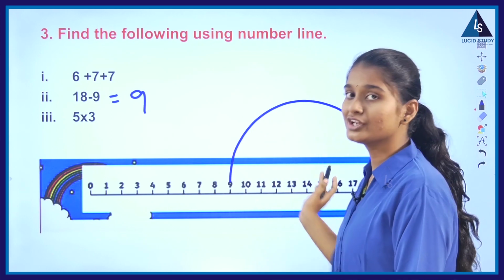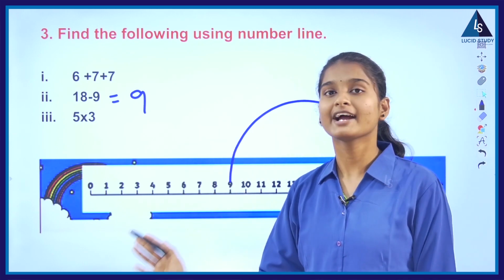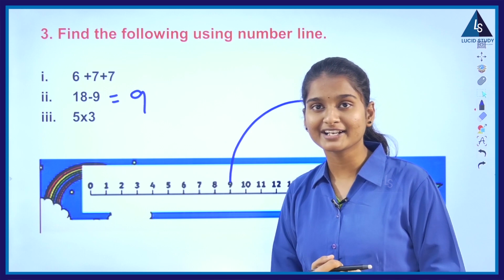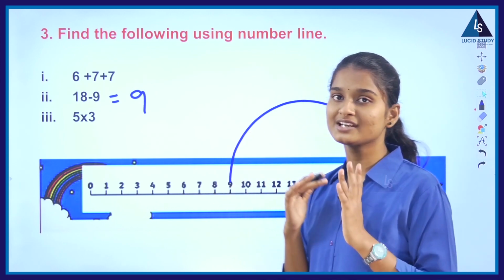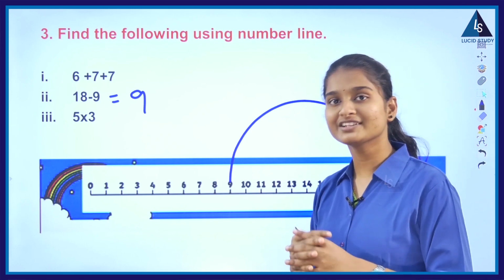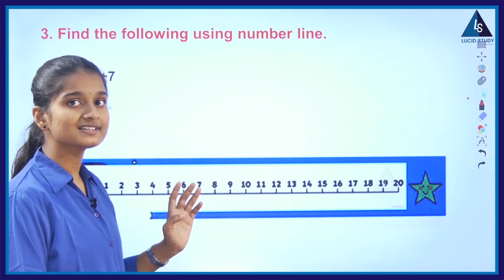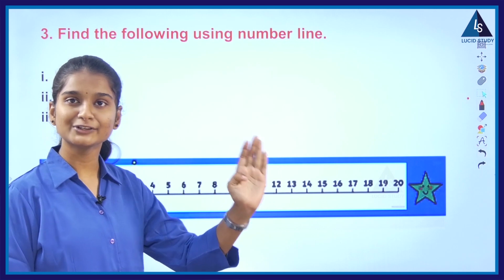Children, we are moving on the left side of the number line because we are subtracting a number. So 18 minus 9 is equal to 9. Now let us go through the third problem. Here is the third problem, that is 5 into 3.